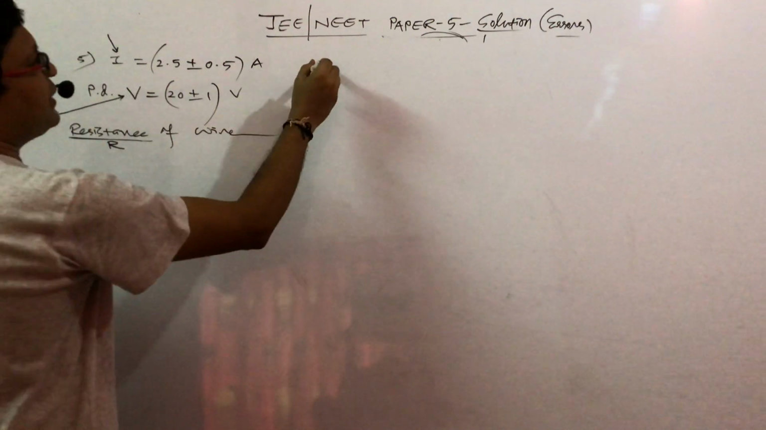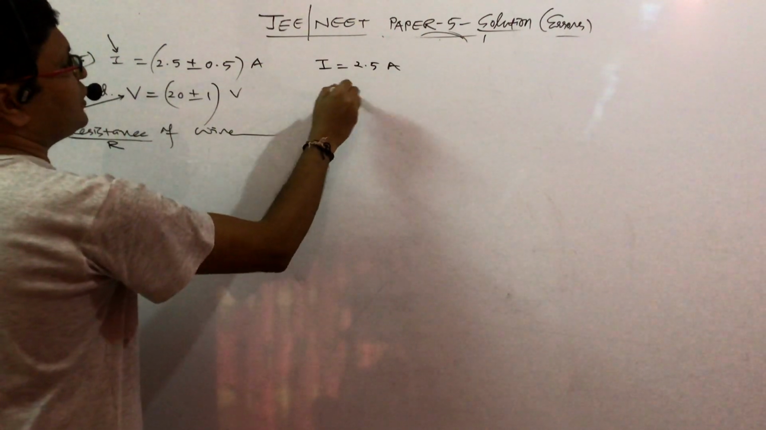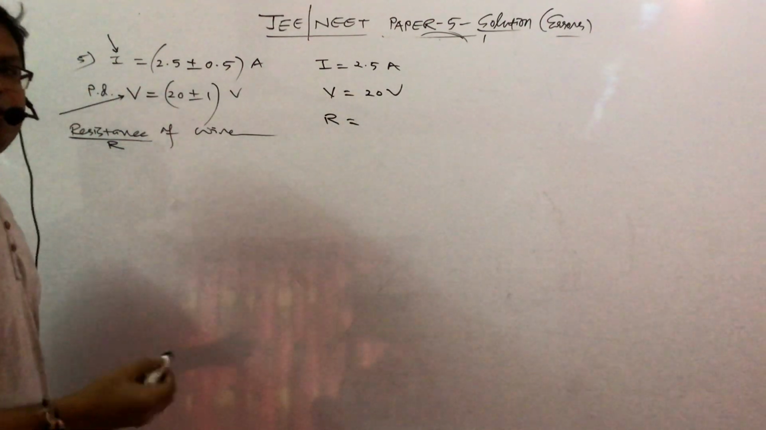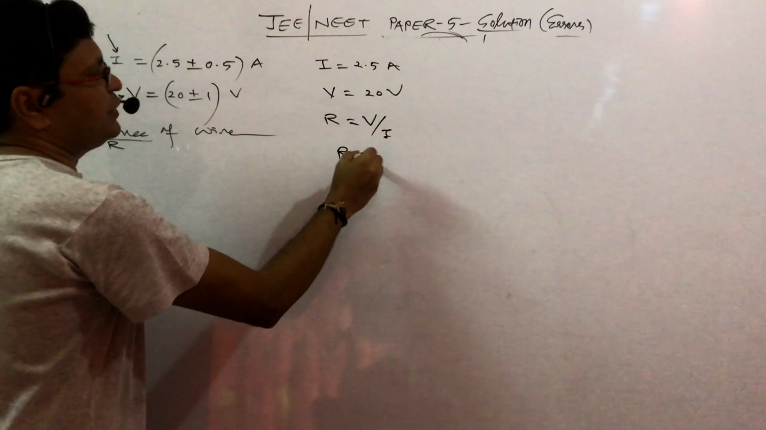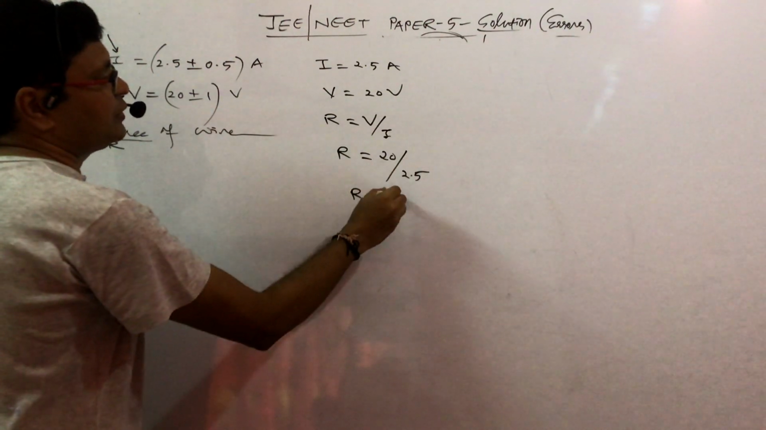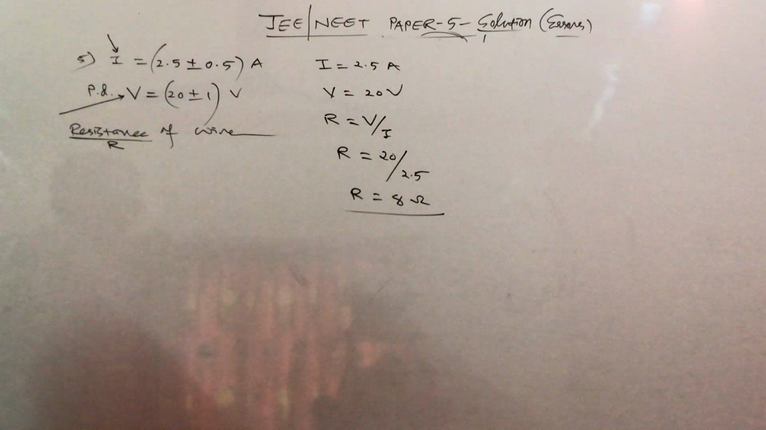If this type of data is given, suppose current is 2.5 ampere and potential is 20 volt, then what is the resistance? We can easily find it by using Ohm's law, V by I. So V is equal to 20 and I is 2.5, and you can easily find 8 ohm. This is your answer.